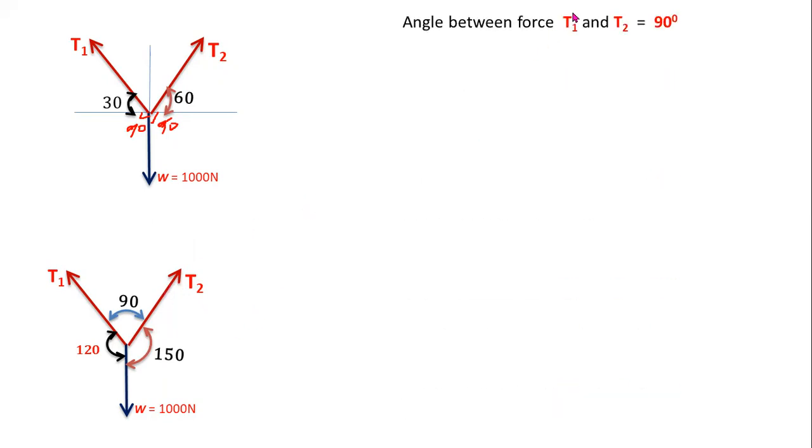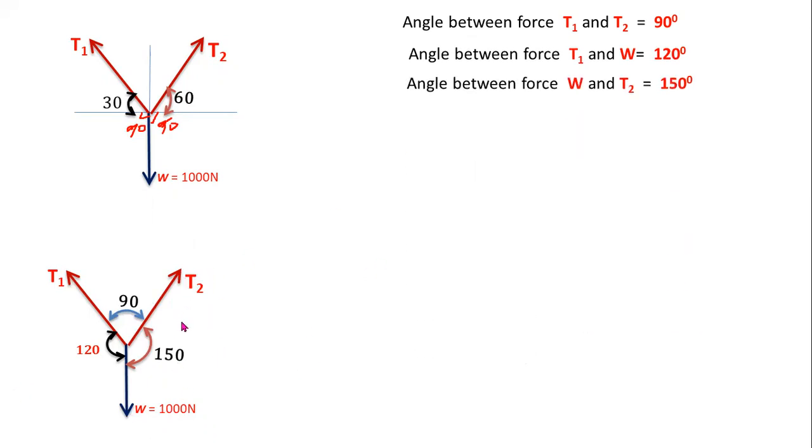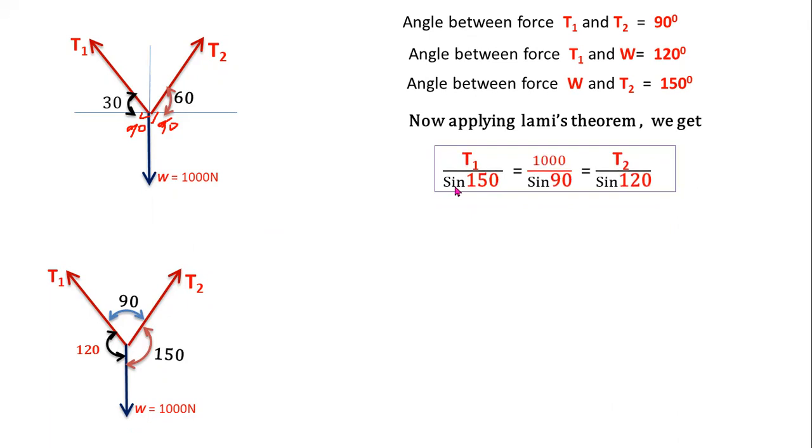Now the angle between T1 and T2 force is 90 degrees, the angle between T1 and W force is 120 degrees, and the angle between tension T2 and self-weight W is 150 degrees. Now you have to apply Lami's theorem for getting the tensions. From Lami's theorem, force divided by sine of the angle between the other two forces.